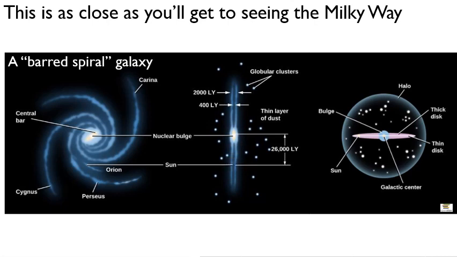The type of galaxy that we have is called a barred spiral galaxy. There will be a separate set of lectures on just galaxies in general. So just so you know, the Milky Way is a barred spiral, and that's because it has a bar at the center, and there are spiral arms. So nothing too special there.